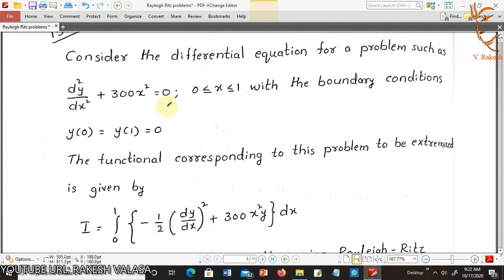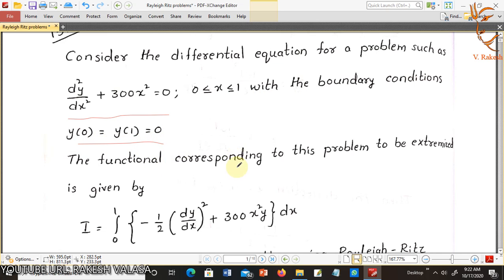In this session, I am going to explain one problem on Rayleigh method. Let us see the problem. Consider the differential equation for a problem such as d square y by dx square plus 300 x square equals 0, 0 less than or equal to x less than or equal to 1, with the boundary conditions y of 0 equal to y of 1 equals 0.